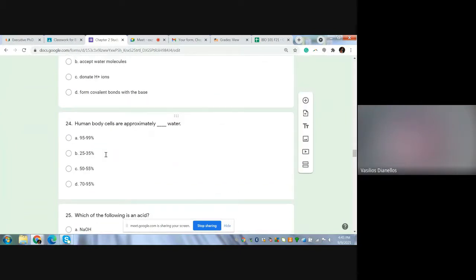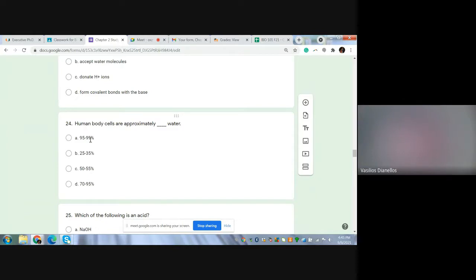All right, number 24, the answer is just simply D, 70 to 95%. Body cells are approximately 70 to 95% water. And I think the most common wrong answer I saw was 95 to 99. At least you were slightly within the range. But the problem is that's too narrow.